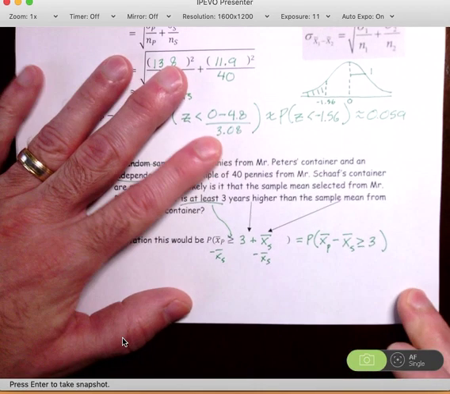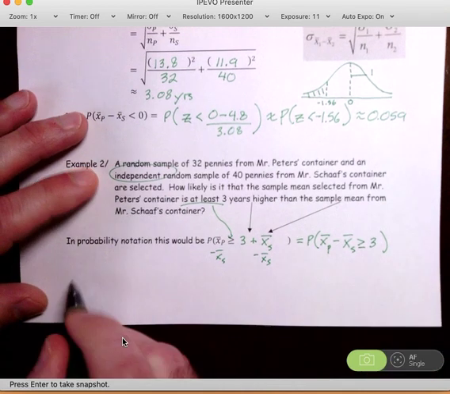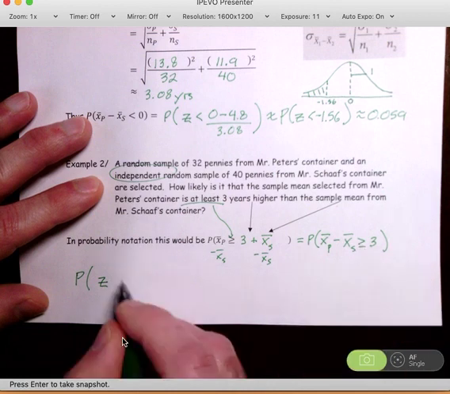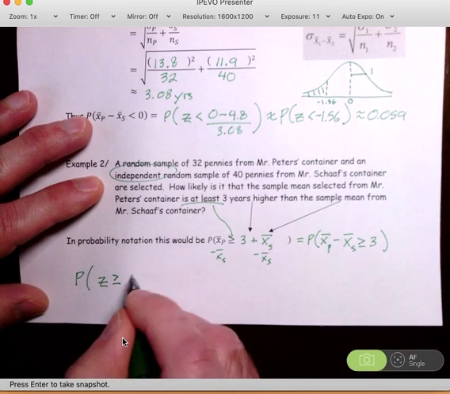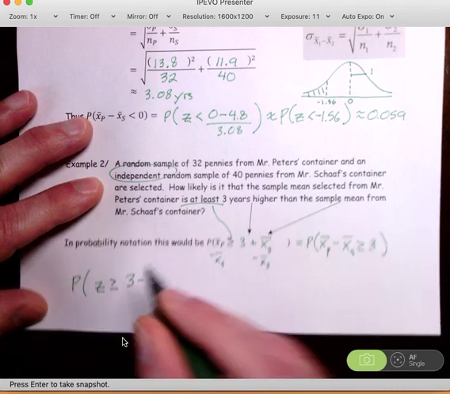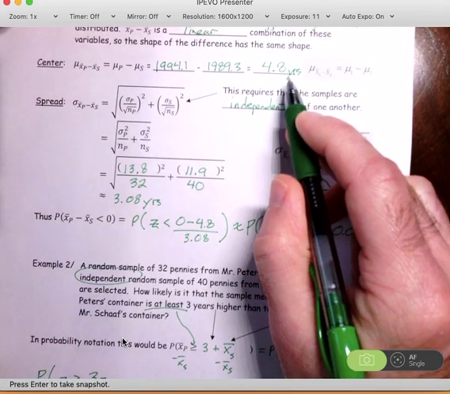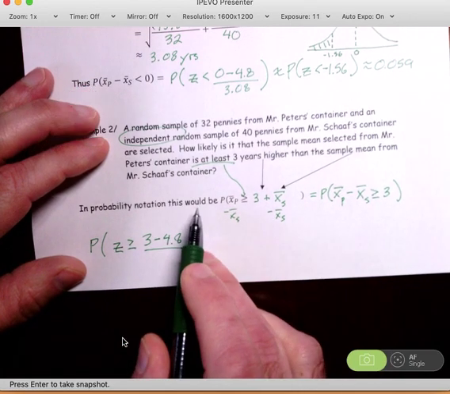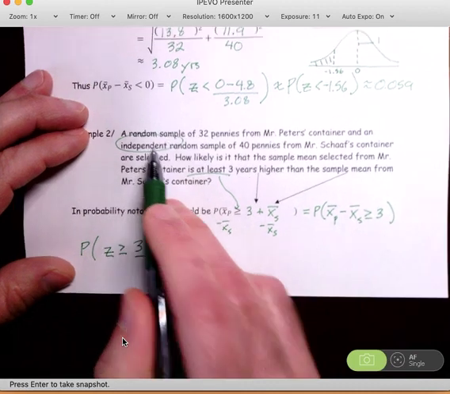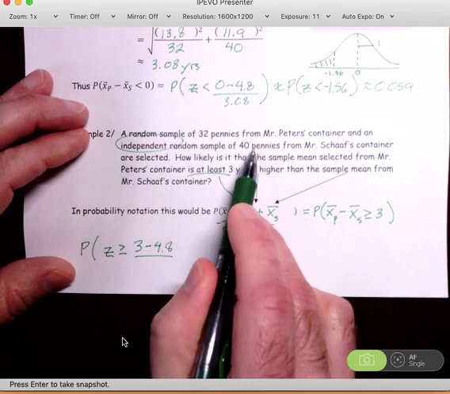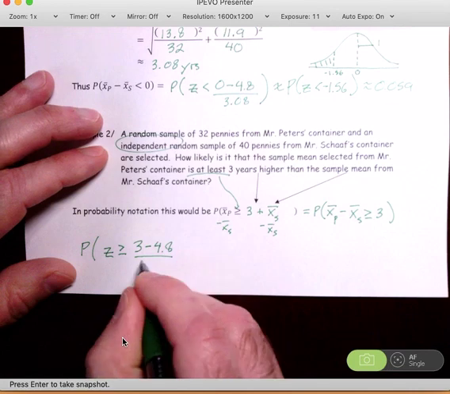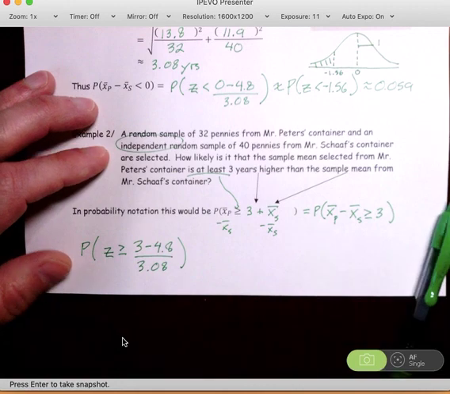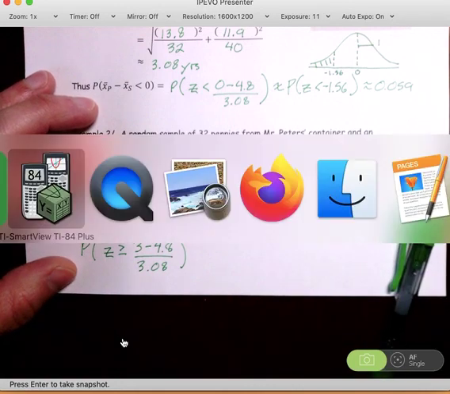Well, no problem, guys. This is just a z-score calculation like before. So this would be the probability of a z, in this case, being greater than or equal to, our boundary is 3, and I want to subtract the mean. Our mean is, again, the same, 4.8 years. And I want to divide by the standard deviation because these are independent random samples from the same populations and using the same sample sizes. I can use the same standard deviation of 3.08. So, and now it's just a matter of making the z-score and calculating the probability.